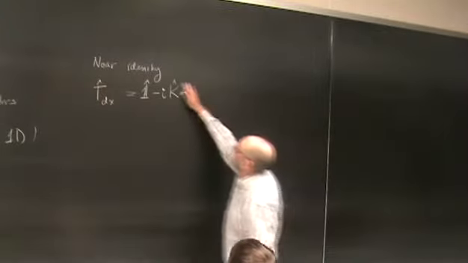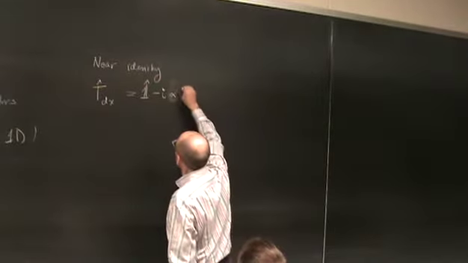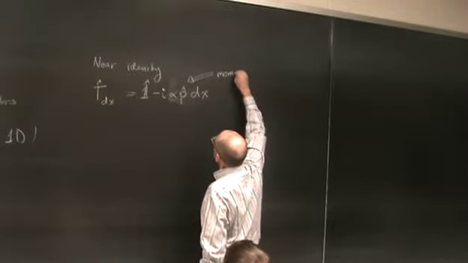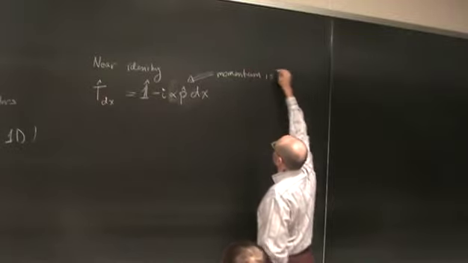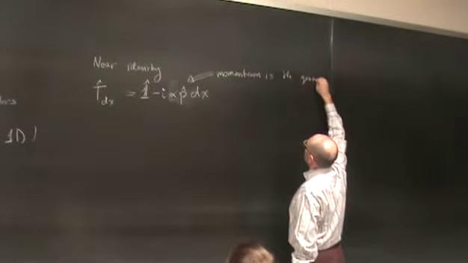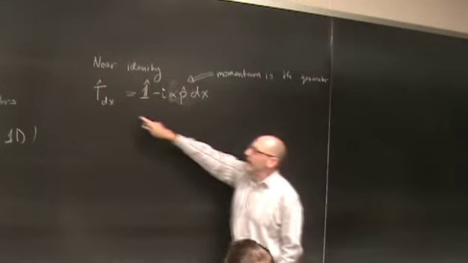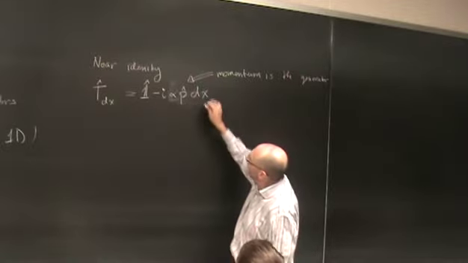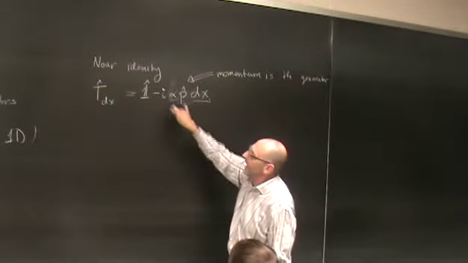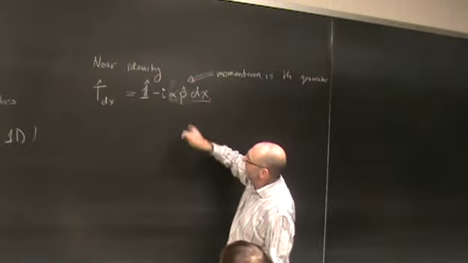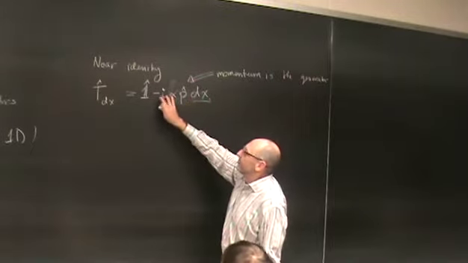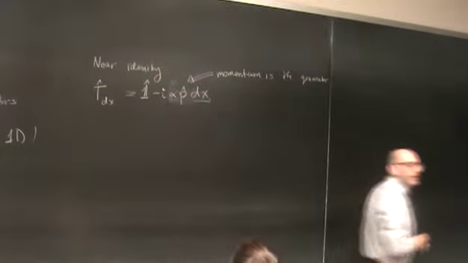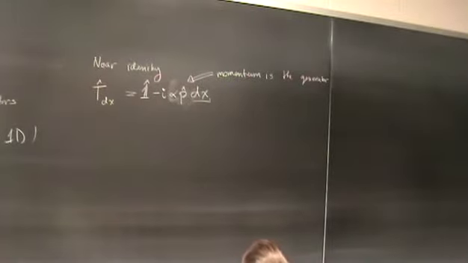Okay? Actually, let me write it out. We know that it's proportional to momentum. So momentum is the generator of space translations. So my near identity translation operator is the identity plus a small amount proportional to dx times an anti-Hermitian operator. That anti-Hermitian operator has got to be plus or minus i, just by convention we take it minus i, times the momentum operator. And then there's some constant, alpha.